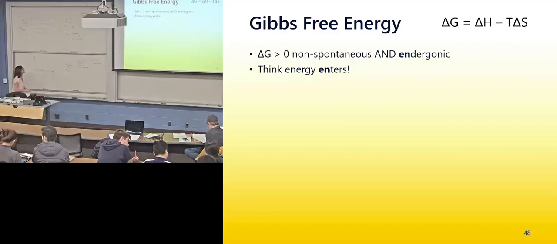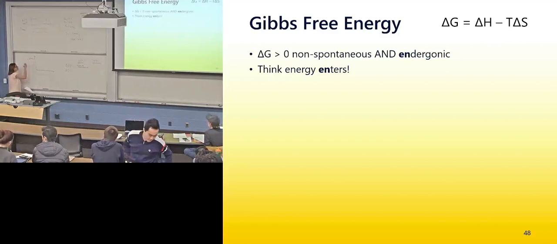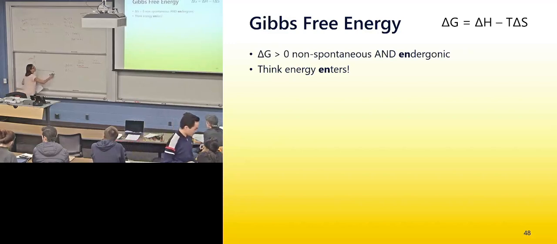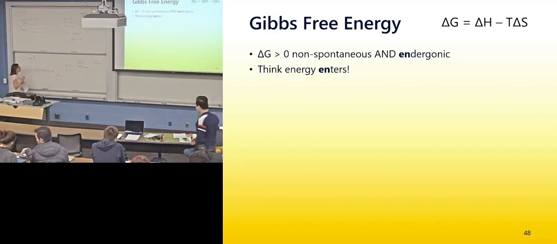But this is how I did it. I said, okay, what is the label for the y-axis? Gibbs. Okay, or the letter G. How about the x-axis? Reaction progress coordinate, whatever you want to label it as. Okay, and then I went like this.